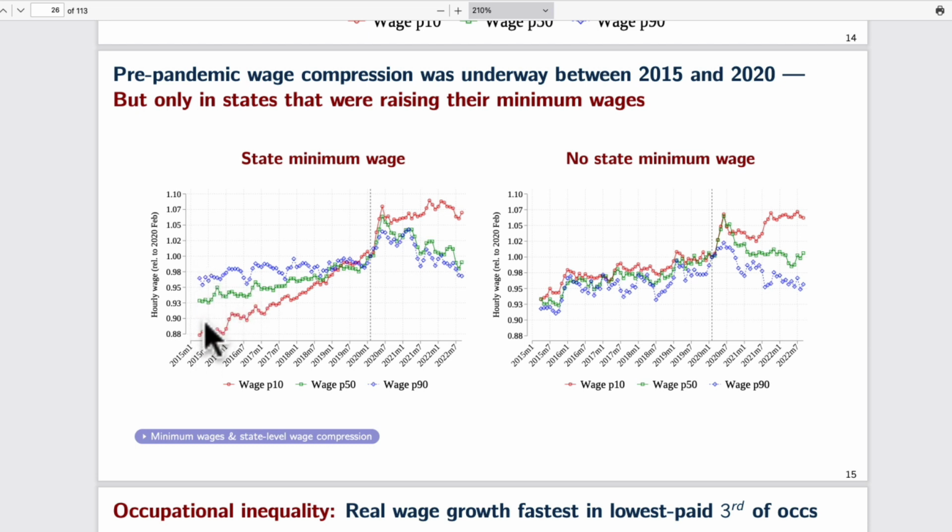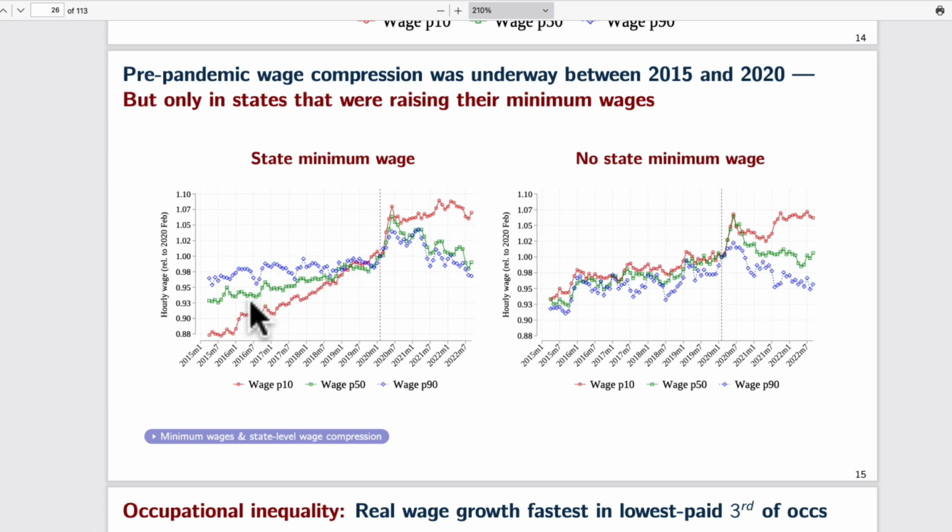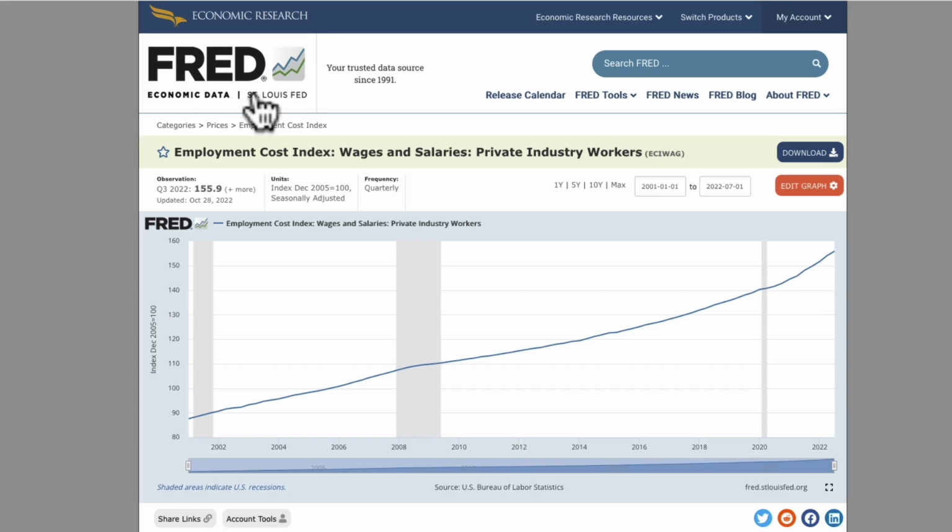But look at what happens as you head to 2019. You get compression, where they're all around the same coefficients here. When you see something like that, you should see wage inflation. You should see wage pressure. And we can only measure that with the employment cost index. We have to look at the ECI over the period of 2015 to 2020 to see whether or not we were already experiencing wage inflation.